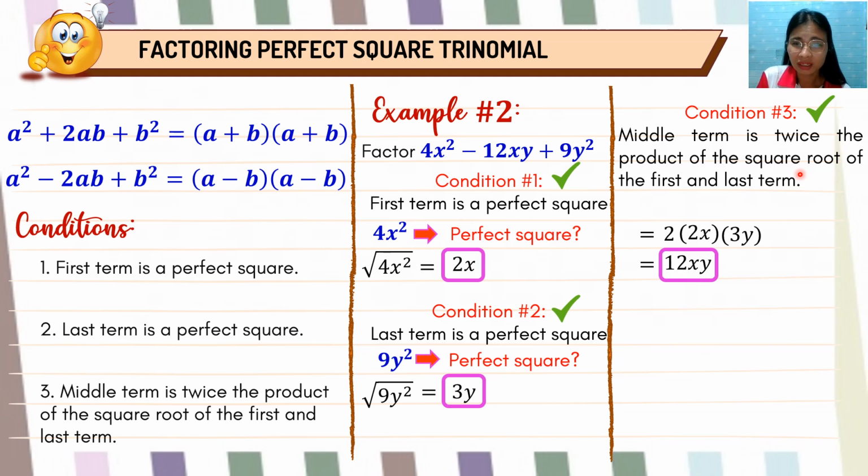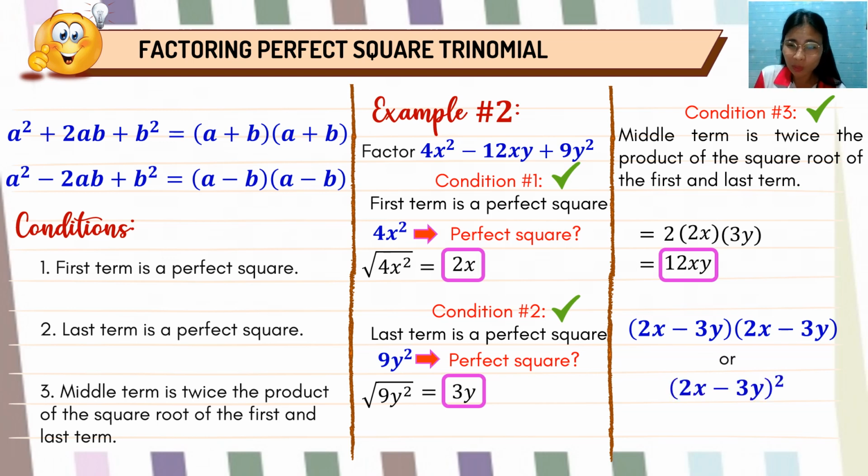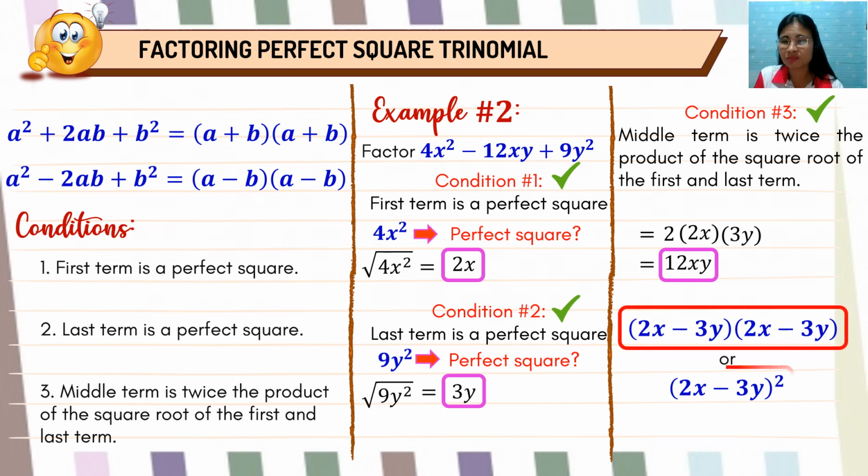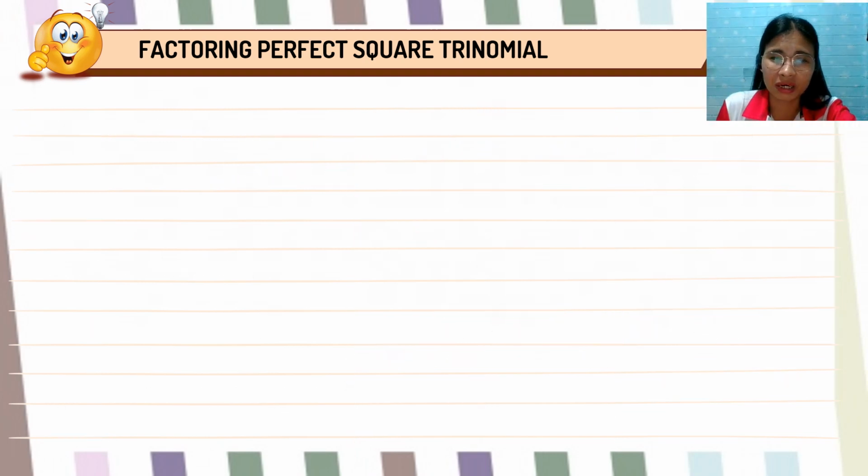So the factors of 4x squared minus 12xy plus 9y squared, since the operation involved in our middle term is subtraction, so in our factor, the operation is also subtraction. The square root of the first term minus the square root of the last term, times the square root of the first term minus the square root of the last term. Or, it is the square of 2x minus 3y. Okay, that is how you are going to get the factor of a perfect square trinomial.